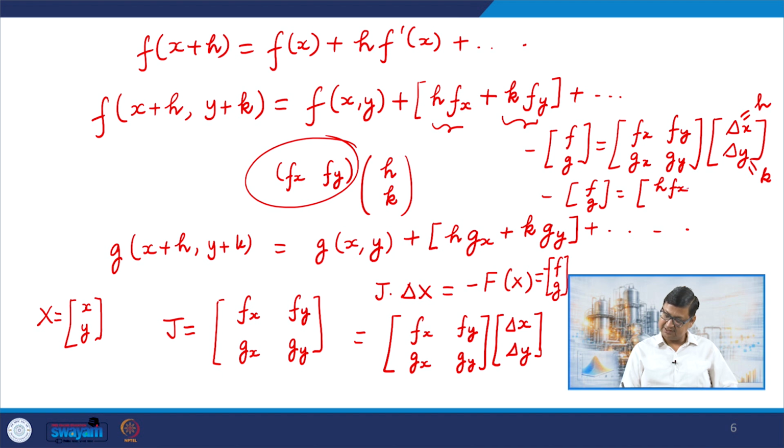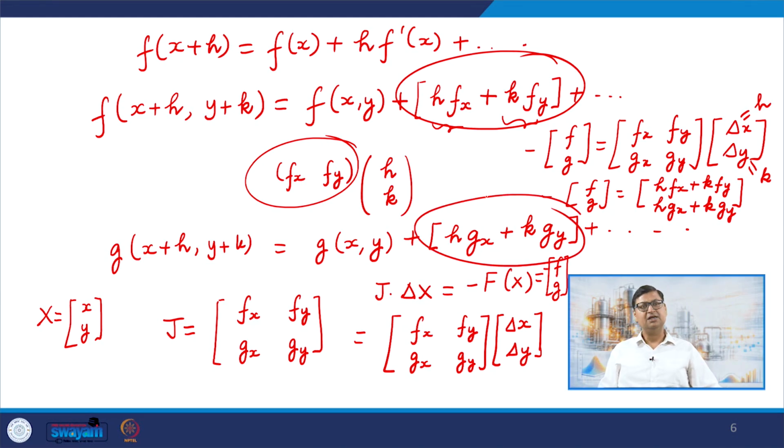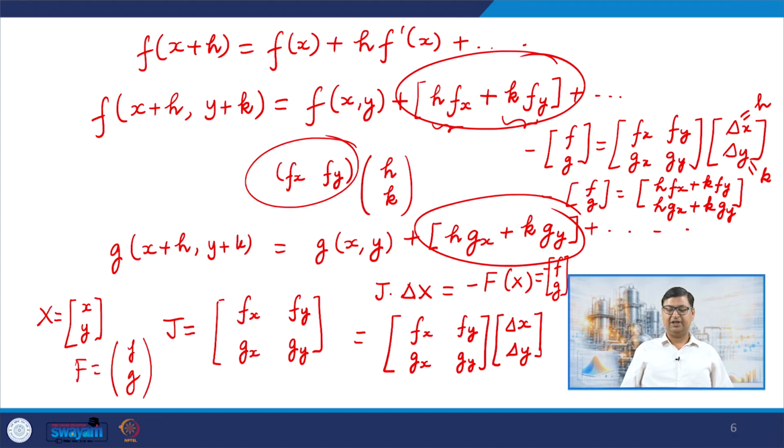h fx plus k fy, and then at the bottom we have h gx plus k gy, which is precisely the terms that you see here, this term and this term, right? So the key idea is that when we have two variables x and y, then we will have two functions, and therefore we will have a function vector f and g, and then therefore we will have a delta x vector, a column vector, right?